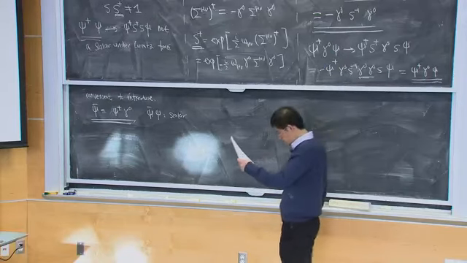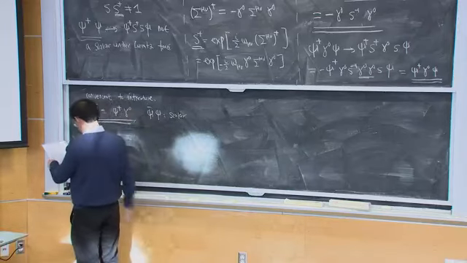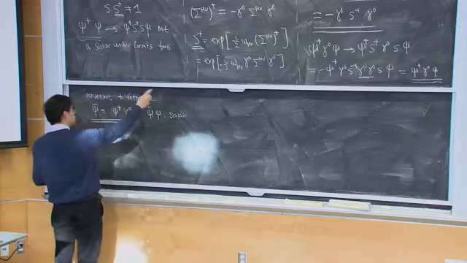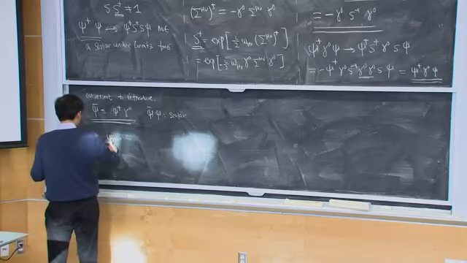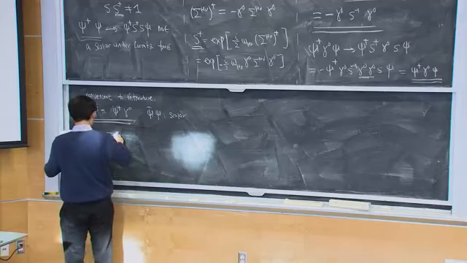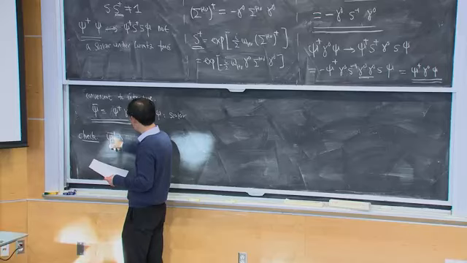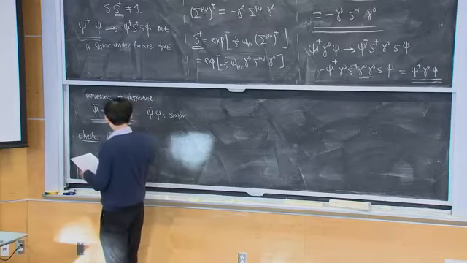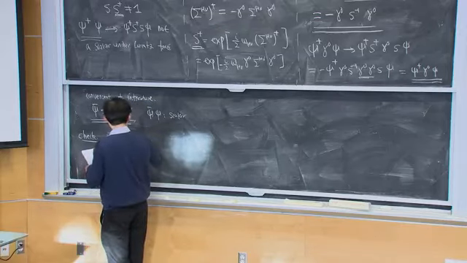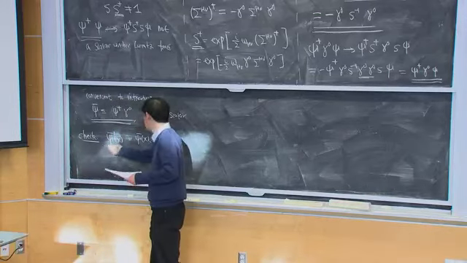It's convenient to work out how psi bar transforms by itself. You just use this relation, so this is an exercise for you to check yourself. Under the Lorentz transformation, psi bar prime x prime is equal to psi bar x S minus 1. You can easily check this relation yourself.